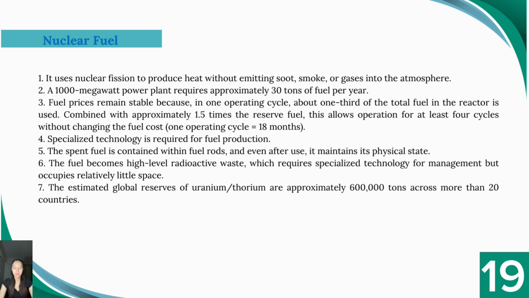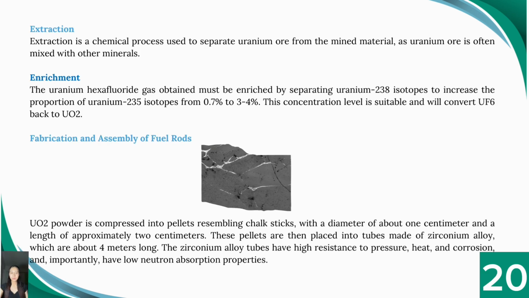7. The estimated global reserve of uranium, thorium, is approximately 600,000 tons across more than 30 countries. Extraction. Extraction is a chemical process used to separate uranium ore from the mine material, as uranium ore is often mixed with other minerals.